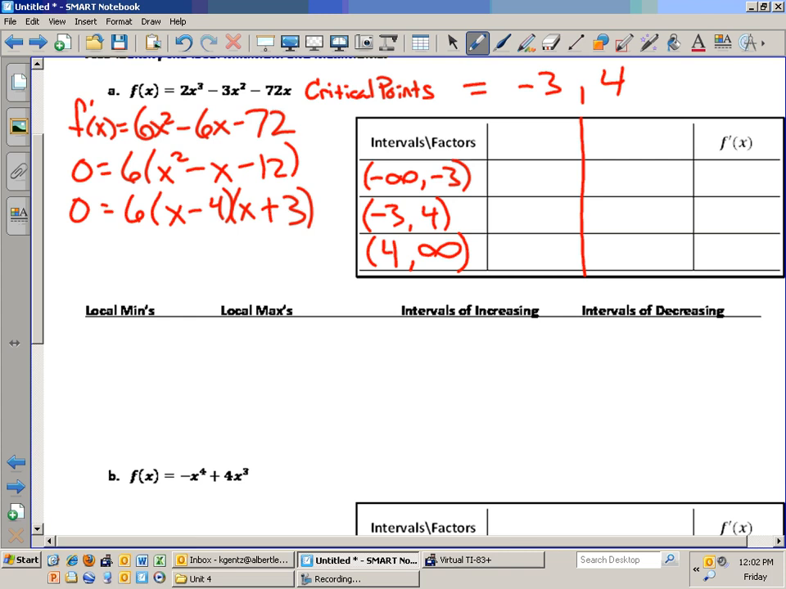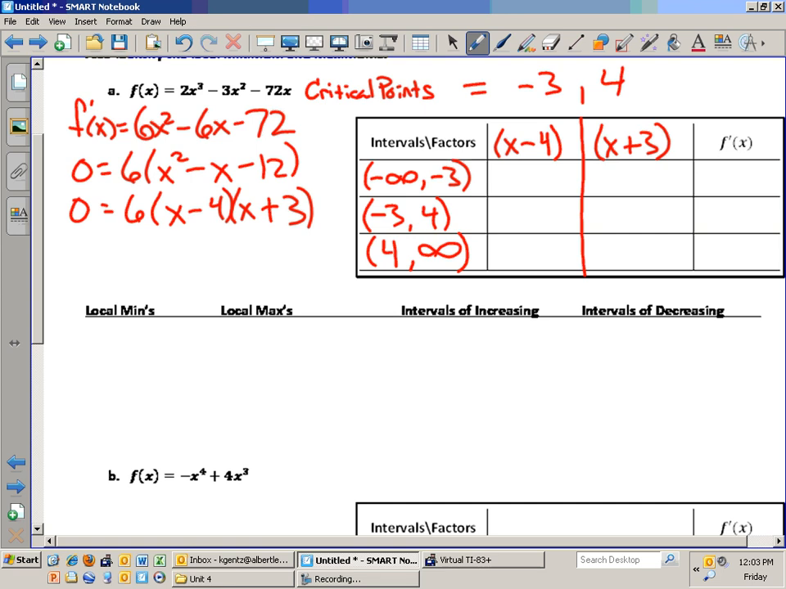All right, up here, I'm going to put the factors of the derivative. Now, note that you do have to account for the negative. If you have a negative out front, we have to account for that as well. Is there a negative out front? No, so I could simply just write x minus 4 and x plus 3. And then what we do is we test points to see whether the derivative is positive or negative over those intervals.